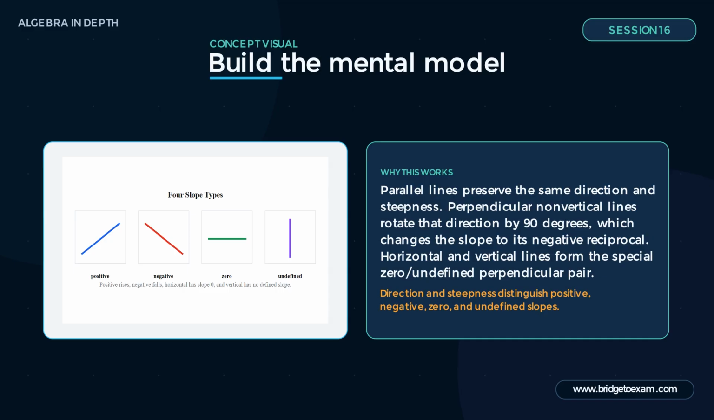Use this first move. Rewrite each line in slope-intercept form unless it is vertical. Then, keep the same slope for a parallel line.